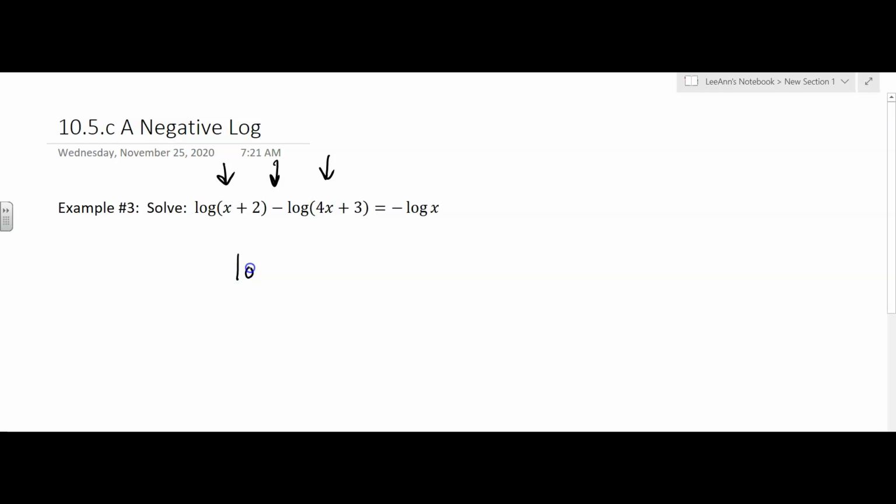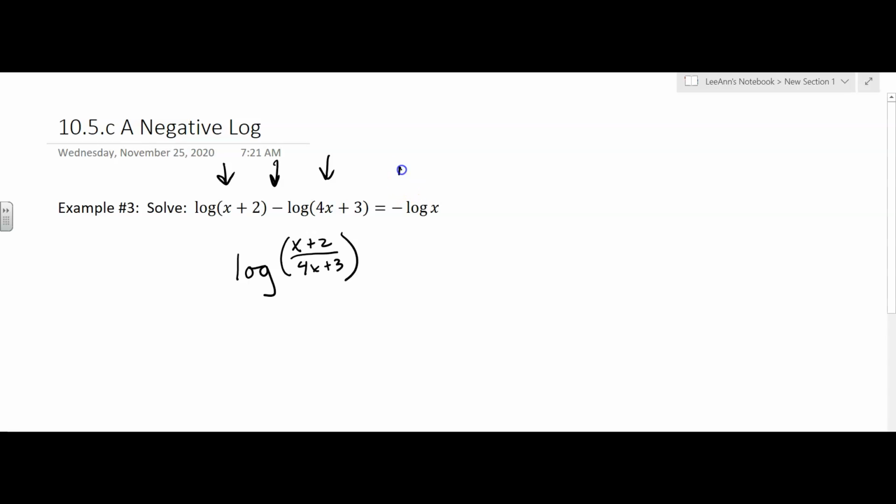So log of (x plus 2) over (4x plus 3). Now it happens to be a common log. That's okay, it just means it's base 10. Alright, so we condensed the left-hand side. We wrote it as one logarithm, and the argument now is x plus 2 divided by 4x plus 3.